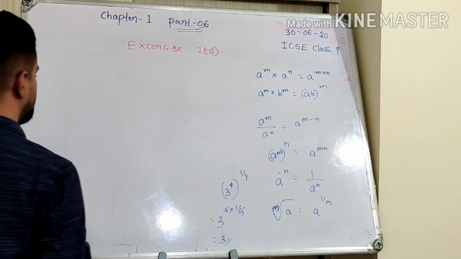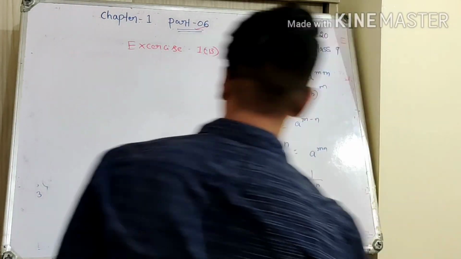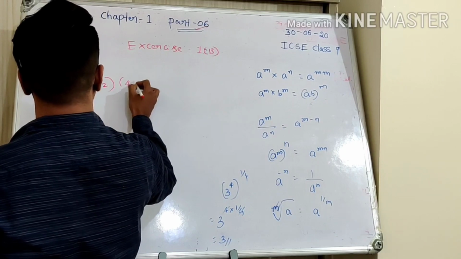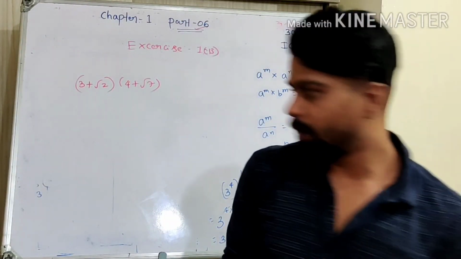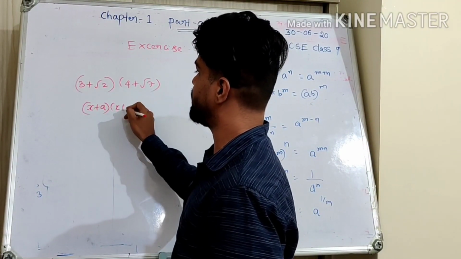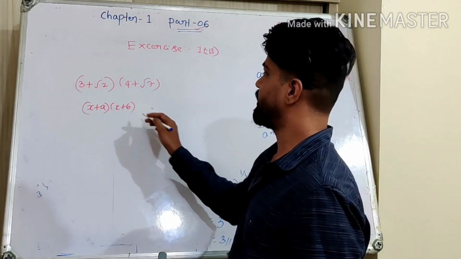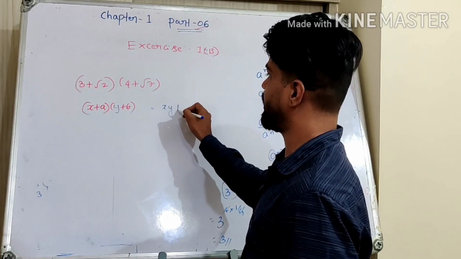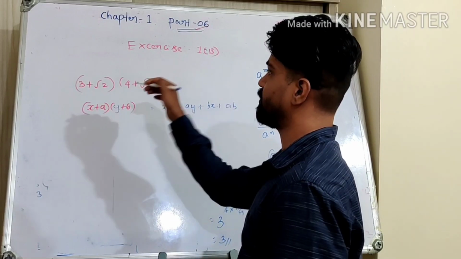So now what I have is (3 plus root 2) into (4 plus root 7). So that is the question. Yes. So how will you simplify? (x plus a) into (x plus b). How will you multiply? We just multiply like x into y plus ay plus bx plus ab. Same thing I'm going to do now.